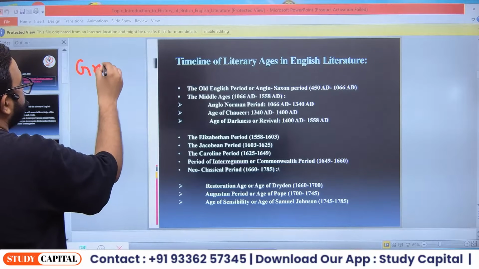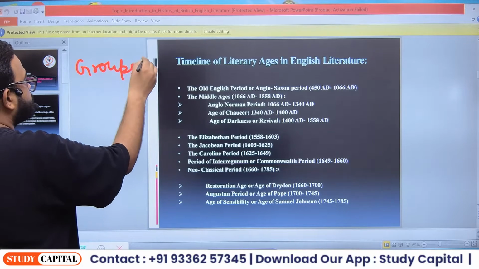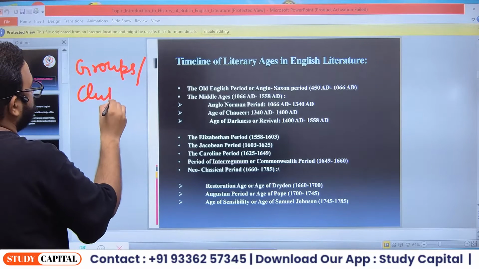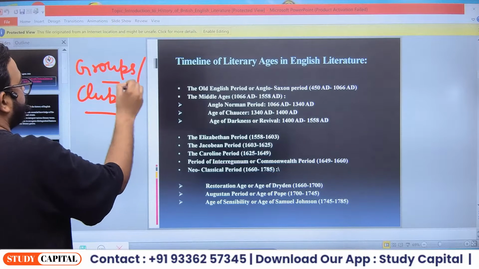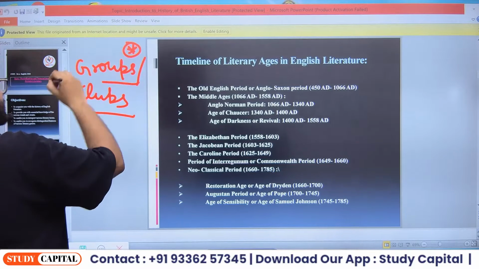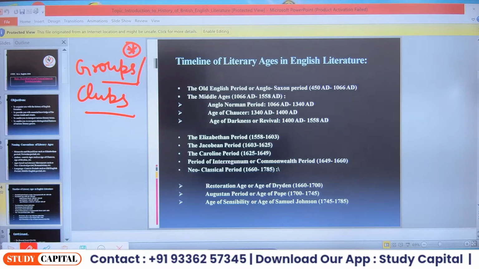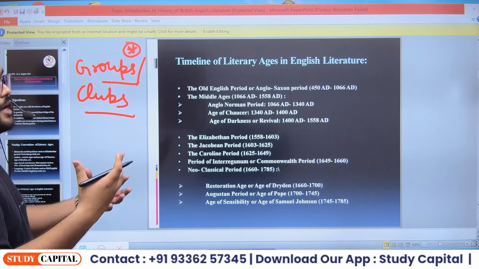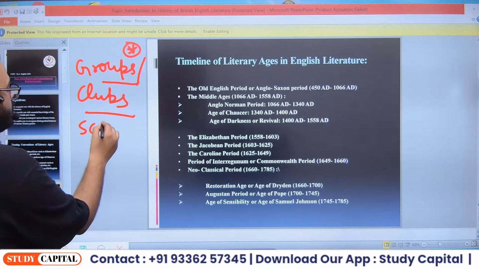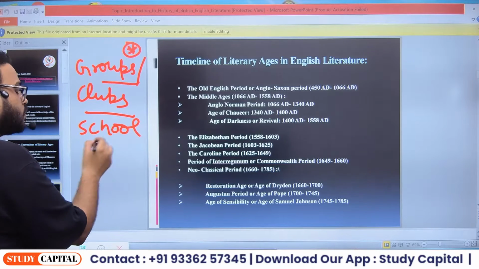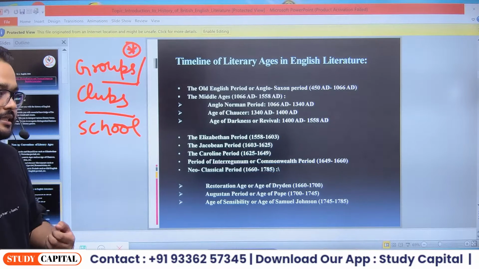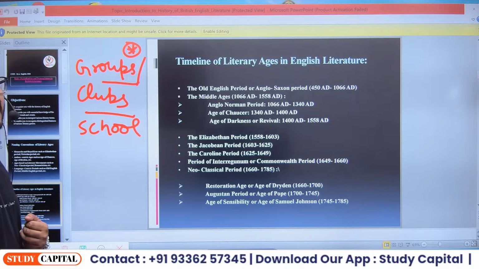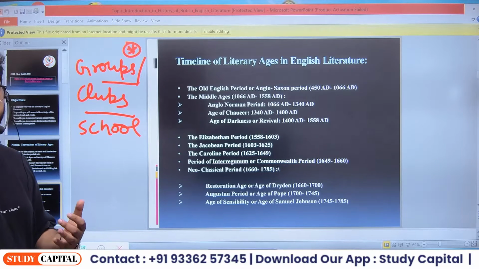The groups, the clubs. This can be literary and non-literary both. Right? When I say literary, there are so many clubs and events taking place. So you have the Kit Kat Club, you have the Scribblers Club, you have the Pre-Raphaelite schools, right? You have the Cockney School of Poetry, you have the Satanic School of Poetry, you have many other groups. I hope you're getting this.